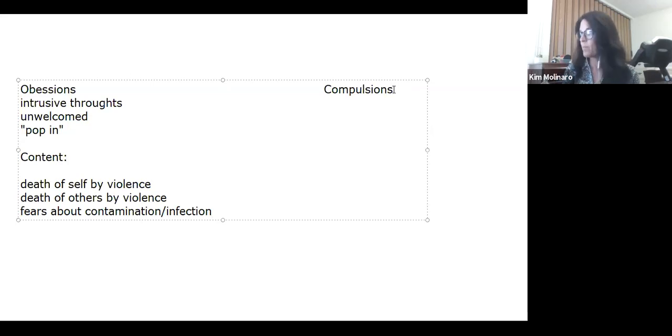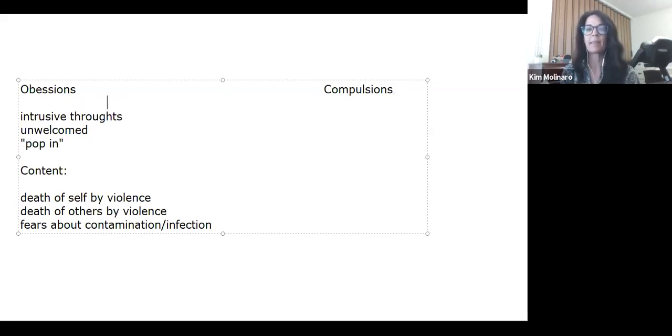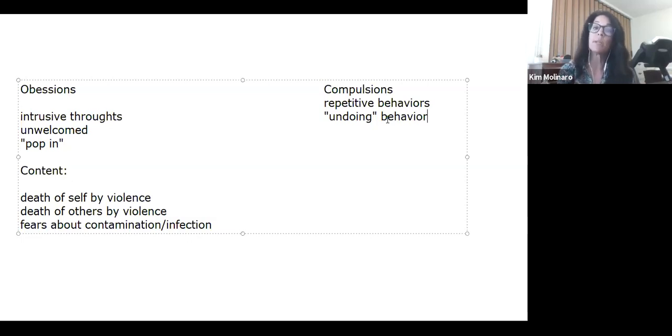Compulsions are different. Compulsions are repetitive behaviors, and those repetitive behaviors are persistent behaviors that serve a unique purpose. The purpose those behaviors serve are to undo the chance that the obsession will come true. So they're an undoing behavior is how they're commonly referred to, because the idea is performing that compulsion will undo the chance that that very intrusive, worrisome thought will be realized or will come true.